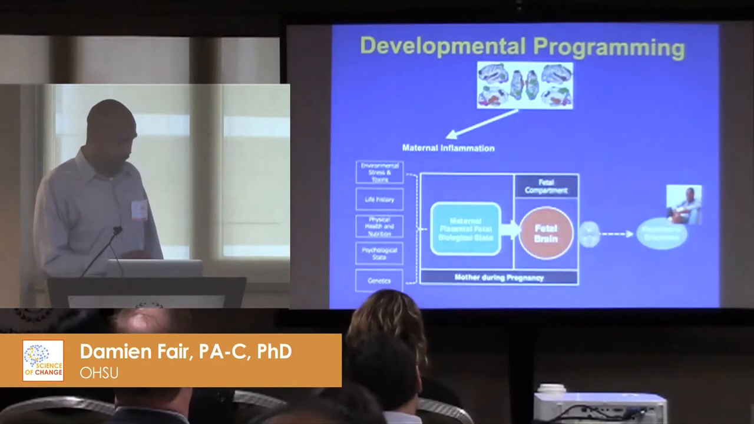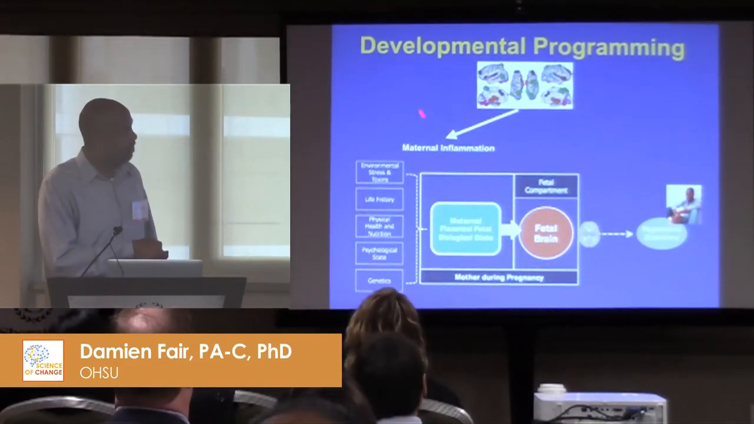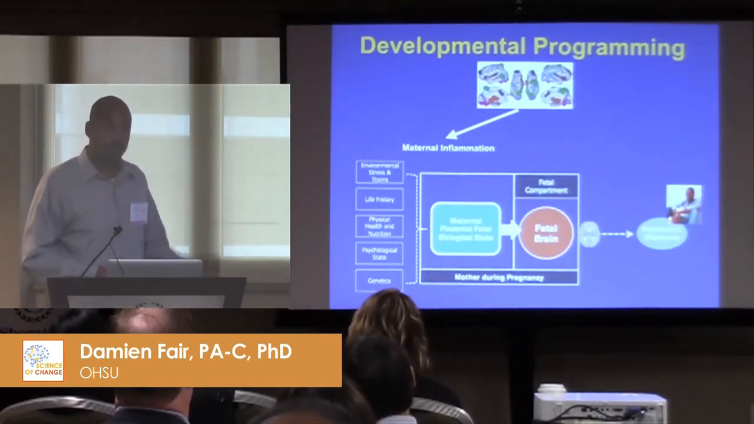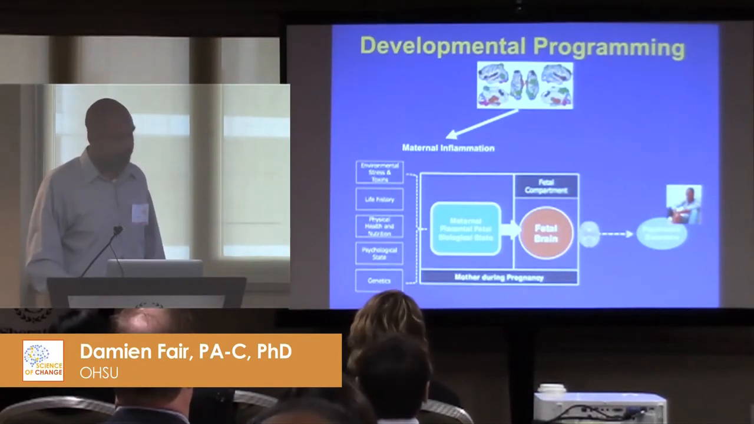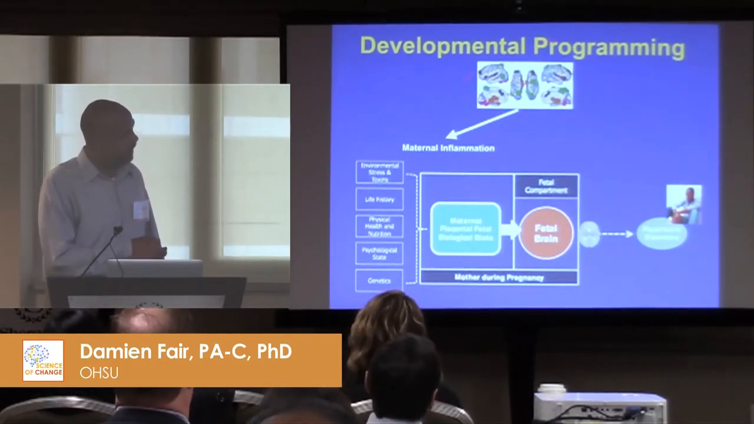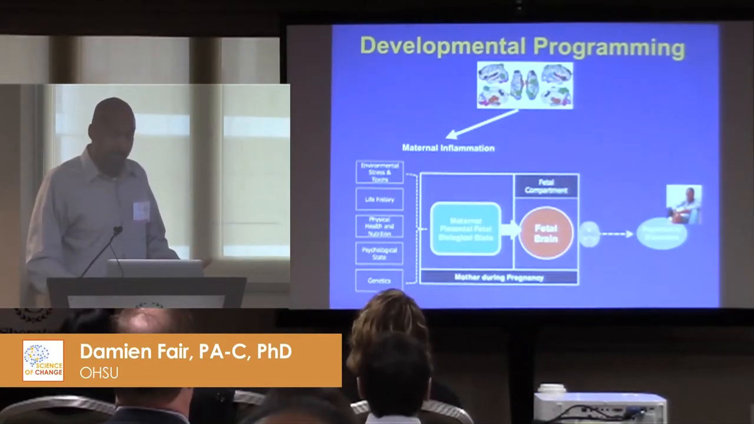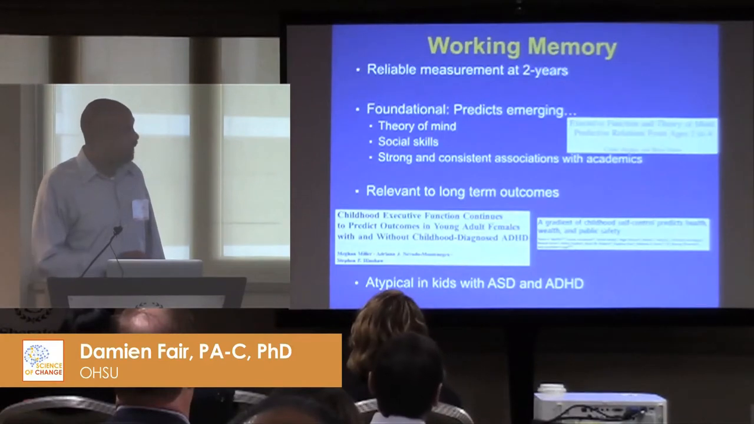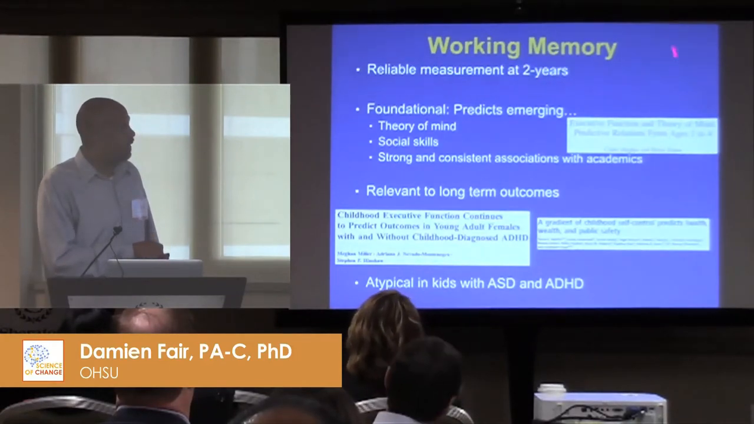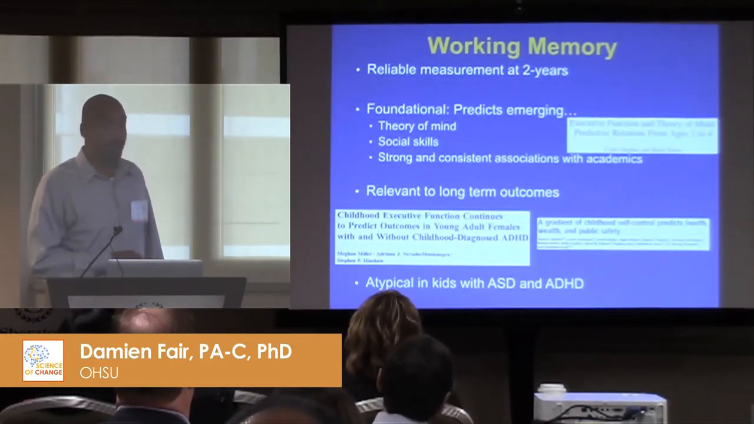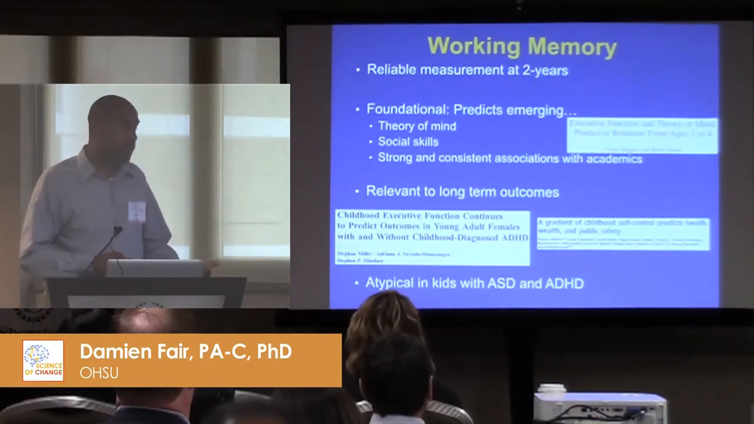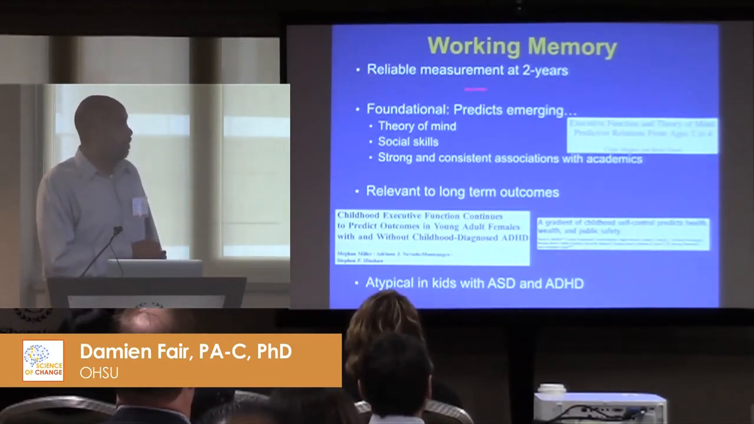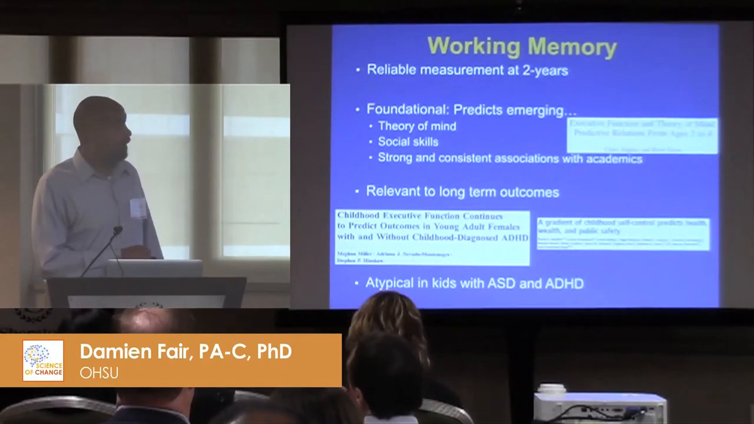So first, we can estimate, using brain activity at birth, what the levels of IL-6 were during pregnancy. Now these regions look like they're landing on top of these executive function areas. So we can test that, okay? In some of these kids, when they get older, we can measure working memory. Now working memory, most people are familiar with. It's a reliable measure that can be measured at least by 2 years of age.